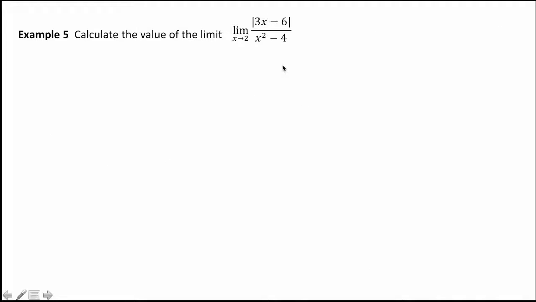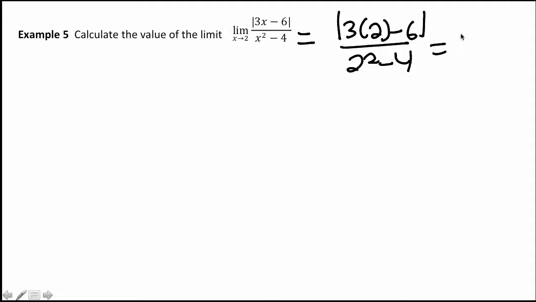Okay, so the next example, we're going to calculate the value of this following limit, and this limit has an absolute value in it. As with all the limits so far, we've just been able to plug in the value of interest. So we're going to plug in 2. And if you do it, you're going to get absolute value of 0 divided by 0, which of course is 0 over 0.